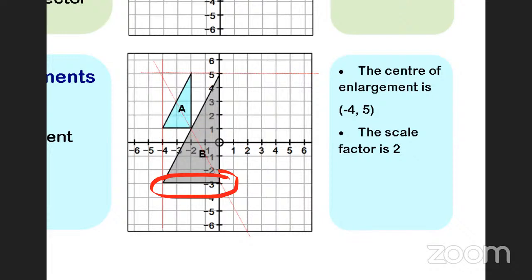How will you get the center of enlargement? Jacob, you just look and find. Very good. So you would draw a line connecting the image and the original. Draw a line connecting it, and where they meet, that'll be your center.